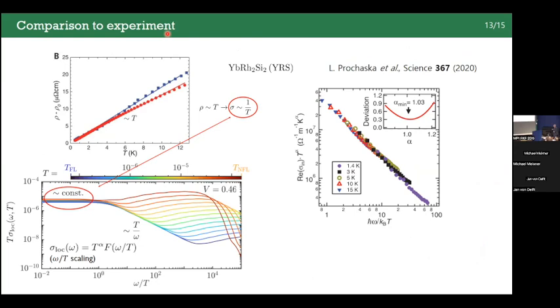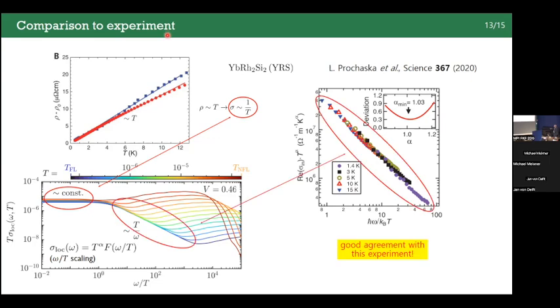Another point is, in the introduction, I mentioned this omega over T scaling for the optical conductivity. This plot here is scaled in the same way as over there: T times optical conductivity plotted versus omega over T. And so this scaling behavior that we see here qualitatively matches what is seen over there. So that's the origin of my claim that we get this strange metal behavior in this model in the non-Fermi liquid regime.